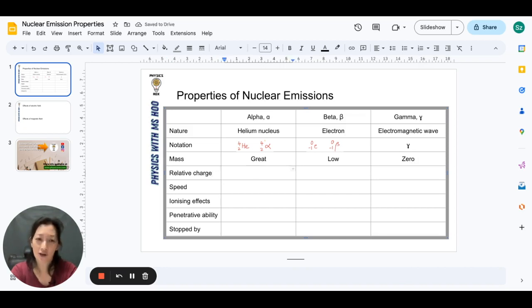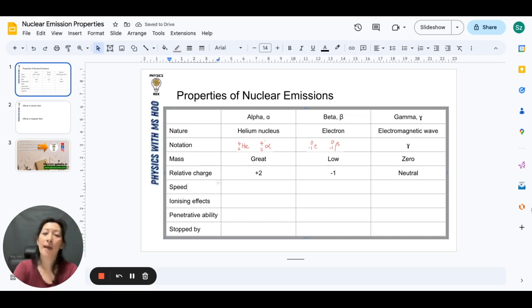In terms of the charge, the electrical charge, alpha has 2 protons, 2 neutrons, right? So the charge here is positive 2. Beta is an electron, so the relative charge is negative 1. Gamma has no charge, so it's neutral.